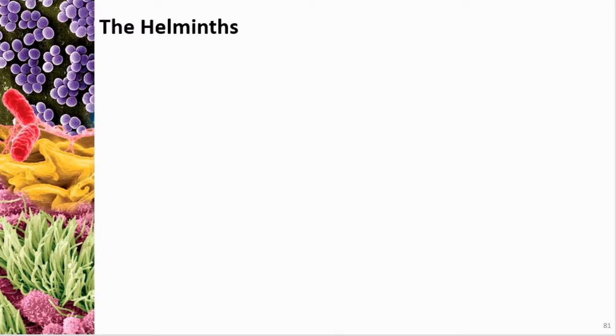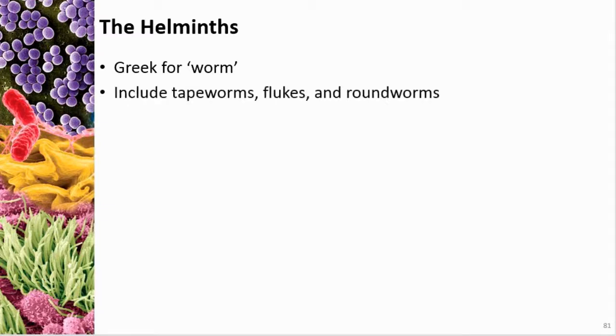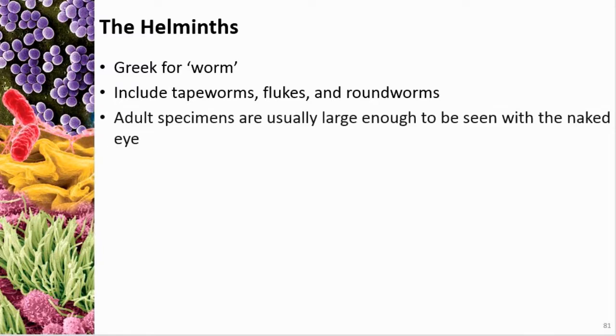All right, helminths. Sounds like helmet, but it's not. The word helminth comes from the Greek word for worm, and you can imagine what these things are. They're worms. And it includes tapeworms, flukes, and roundworms. Some of these things are so big that you can see them with the naked eye. Some of them can be several meters in length, but others of them are microscopic.